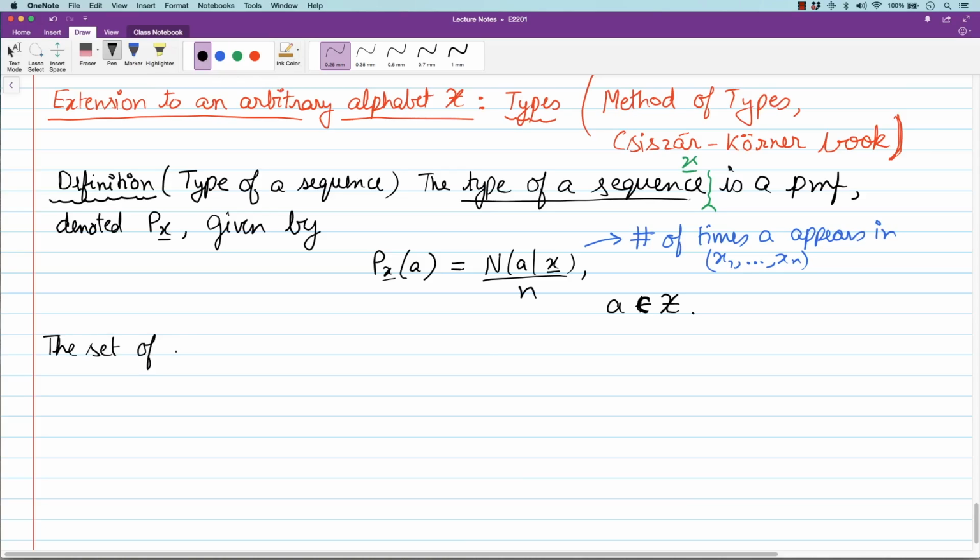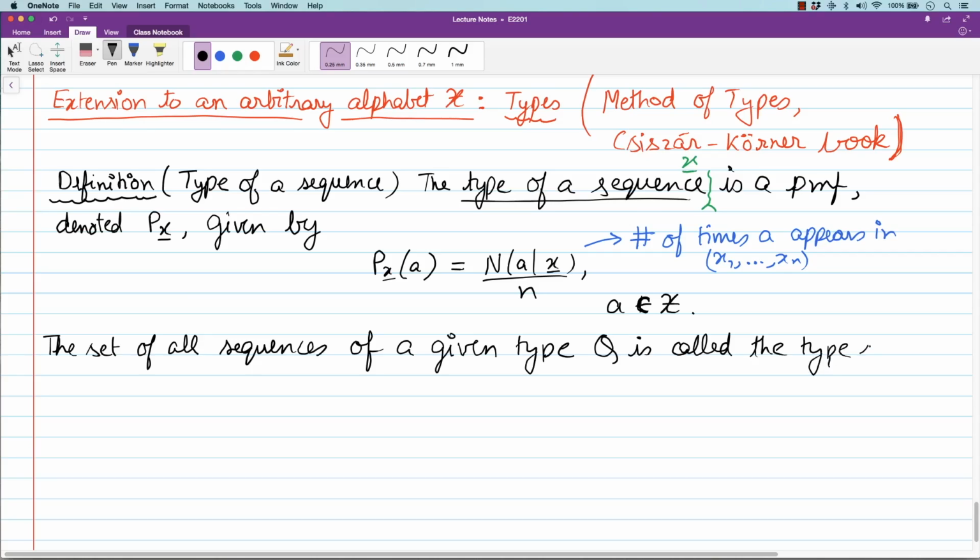The set of all sequences of a given type, let's say Q, is called the type set or type class Q, and we denote it by T Q N. Okay, let me use a different T. This is a calligraphic T, T Q N.